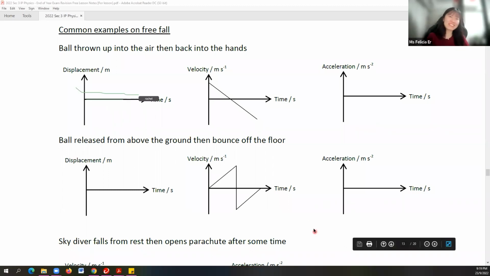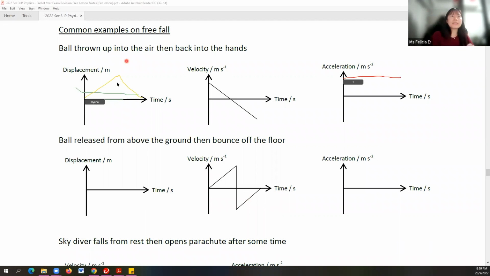Oh, thanks, Rachel. Okay, so for Rachel's drawing, she feels that it's a horizontal line, but your ball goes up and comes down. Then your displacement will change, right? Because from the start point, you go away, then you come back. So Ayana's answer is correct. It should be this line over here. Can you follow and draw it in? So you go up, then you come down, right? That's why the displacement goes up and comes back to your hands. If your hand is the start point, that means you must come back to a displacement of 0.